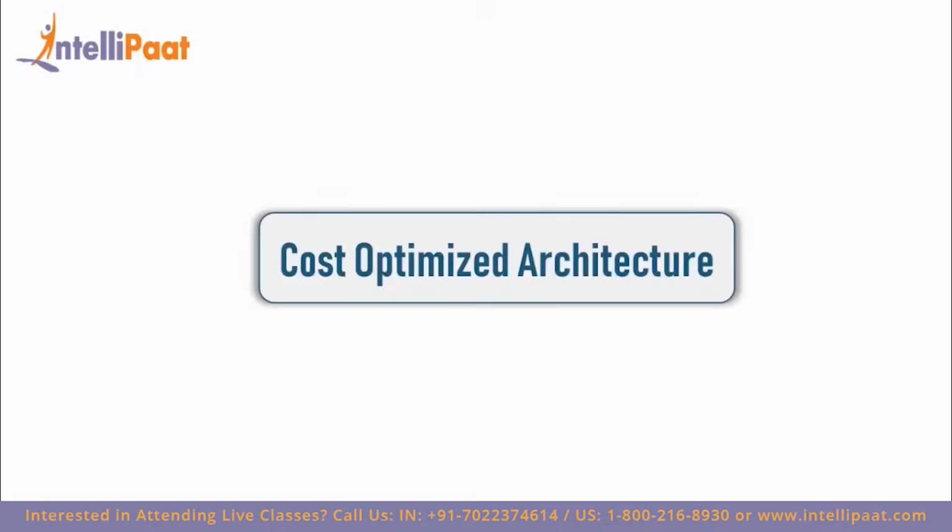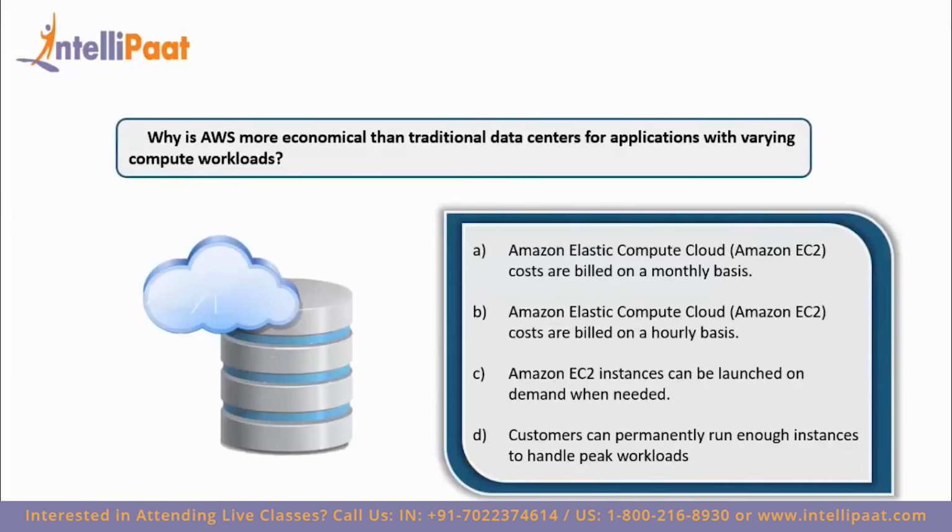All right. So our next domain deals with cost optimized architectures. So let's discuss these questions as well. So our first question is, why is AWS more economical than traditional data centers for applications with varying compute workloads? All right, so let's read out the options.